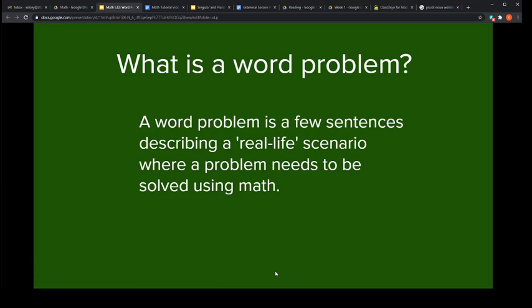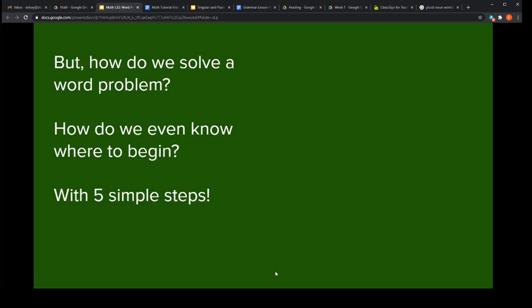Today in math, we're going to be working with single-step word problems using multiplication. What is a word problem? A word problem is a few sentences describing a real-life scenario where a problem needs to be solved using math. But how do we solve a word problem? How do we even know where to begin? With 5 simple steps.